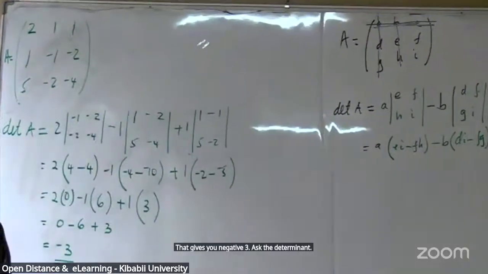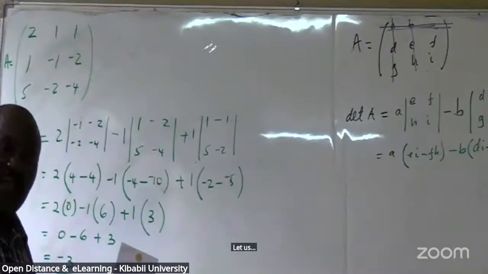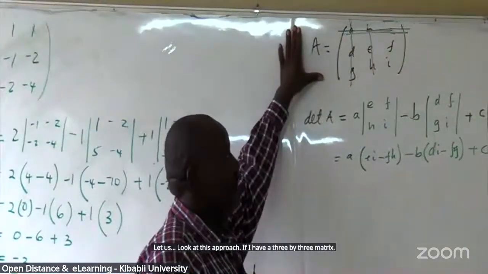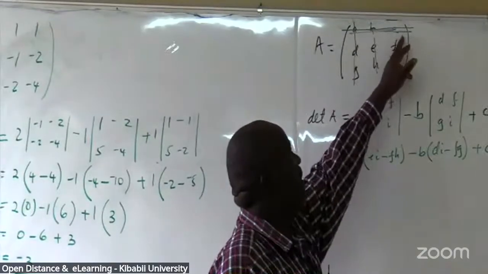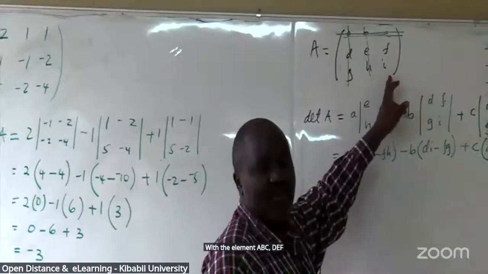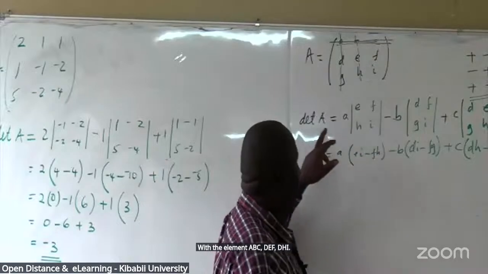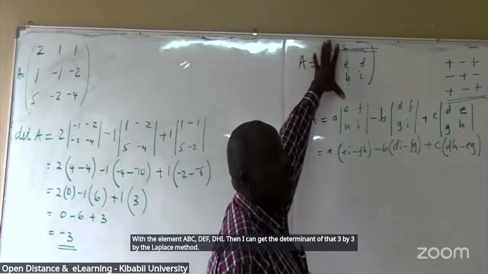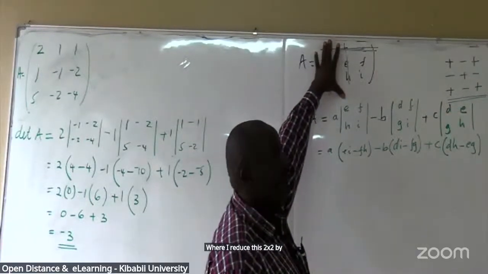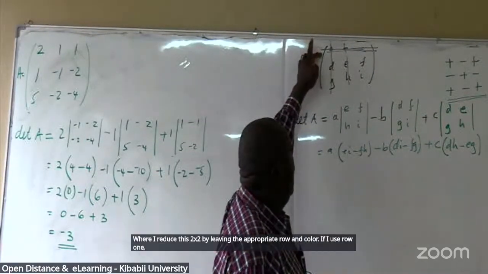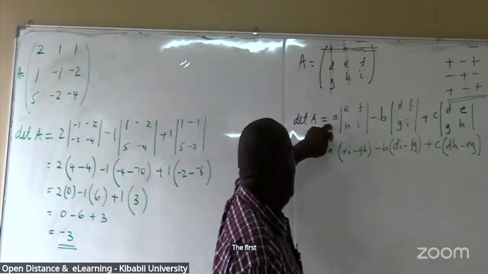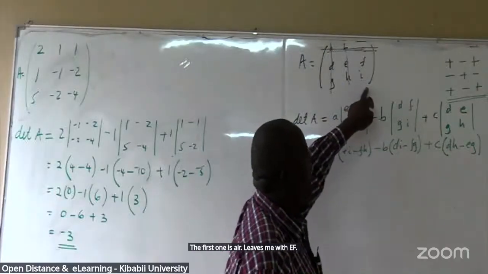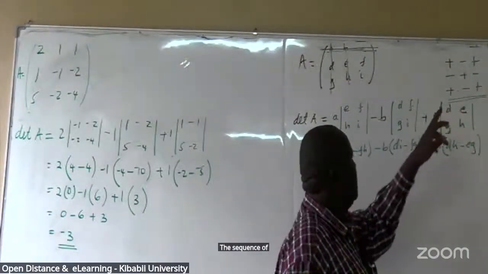Let us look at this afresh. If I have a 3 by 3 matrix with the elements A, B, C, D, E, F, G, H, I, then I can get the determinant of that 3 by 3 by the Laplace method, where I reduce this to 2 by 2 by deleting the appropriate row and column. If I use row 1, the first term is A. Deleting row 1, column 1 leaves me with E, F, H, I. The sequence of signs is given.